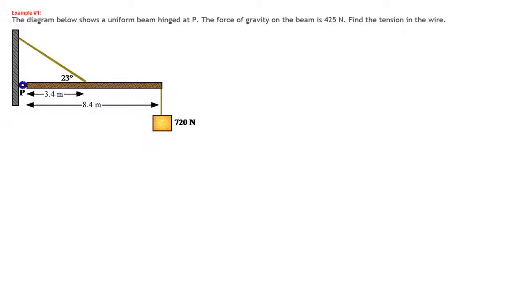Now the beam is clearly not moving. It's not rotating because it's being held up by the tension in the cable, and it's not accelerating horizontally or vertically. So there are two conditions for equilibrium in this case. One is that the net force is zero, and the other is that the net torque is zero because it's not rotating.